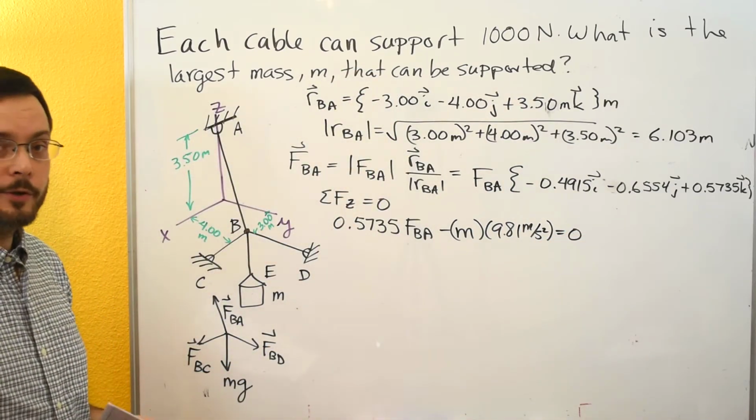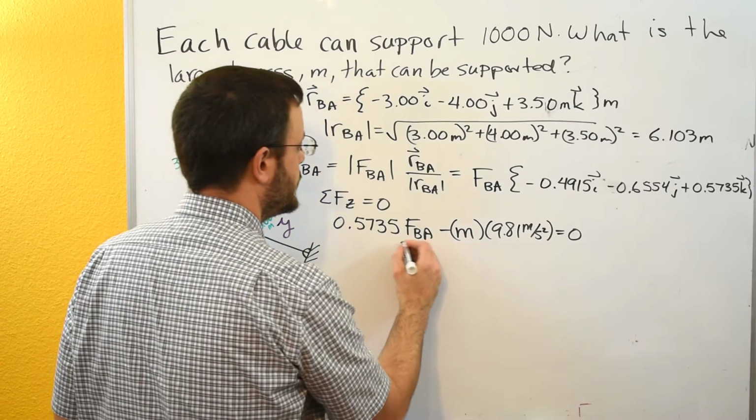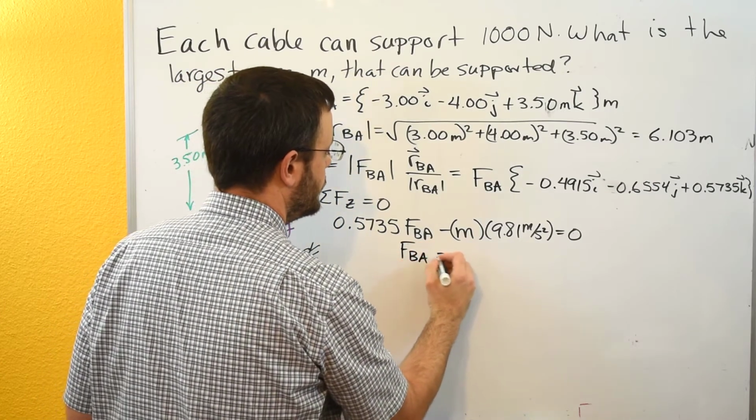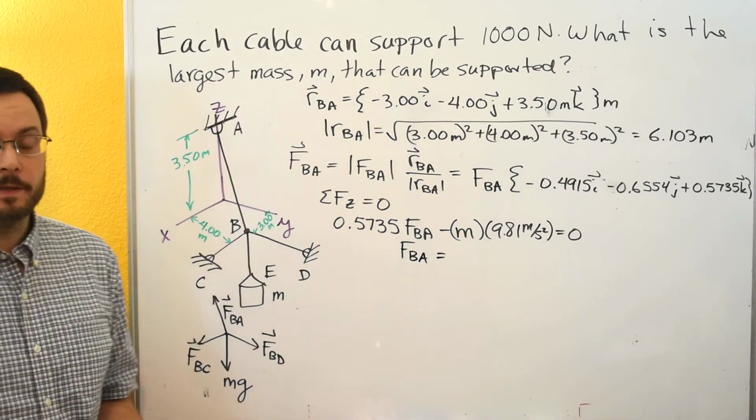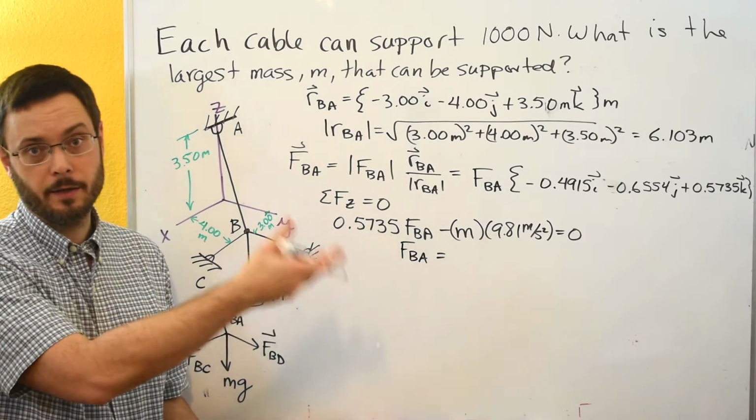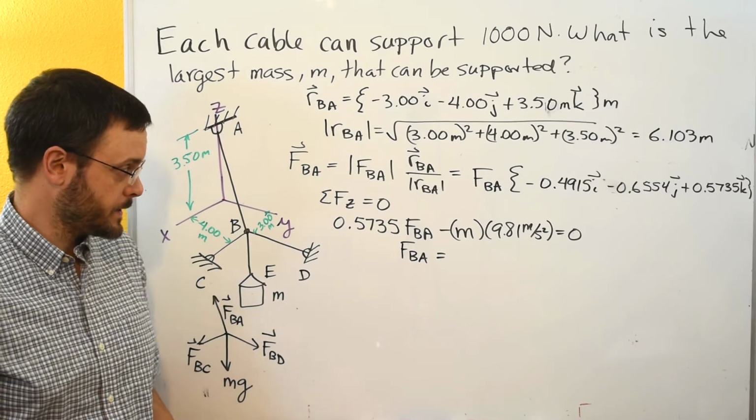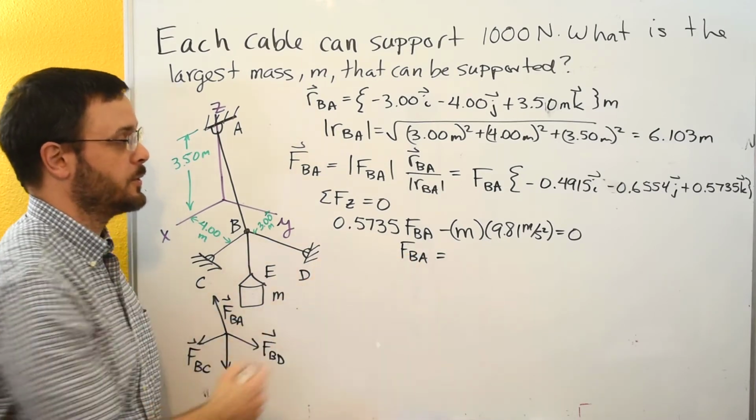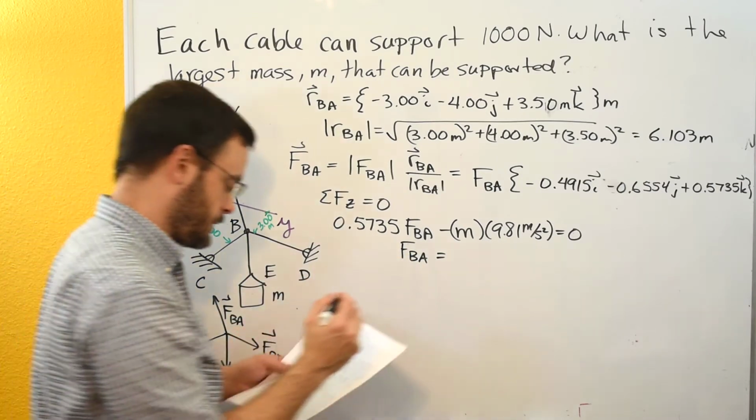Now we can get an equation for FBA in terms of M. We'll do this by sending the 9.81 times m to the other side of the equation, or adding m times 9.81 to both sides, and then dividing through by this coefficient of 0.5735.